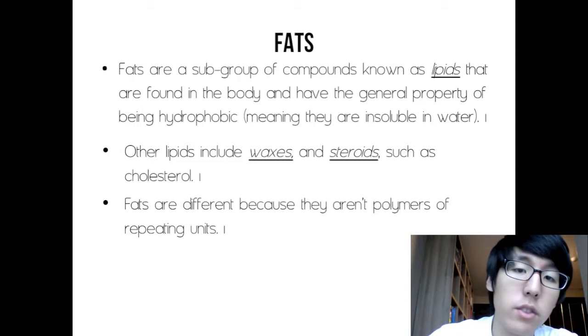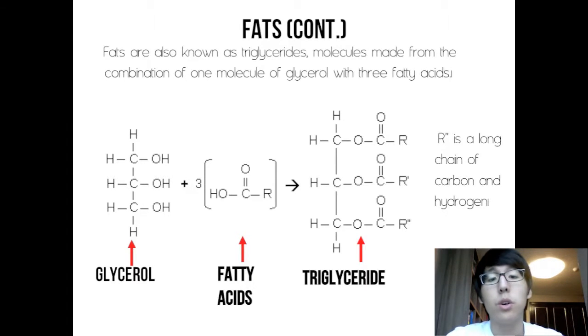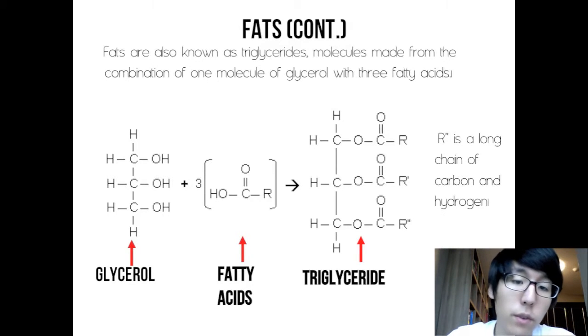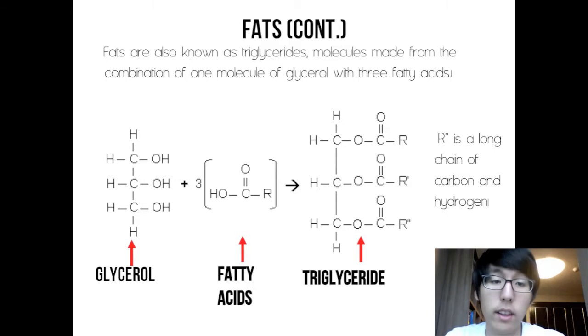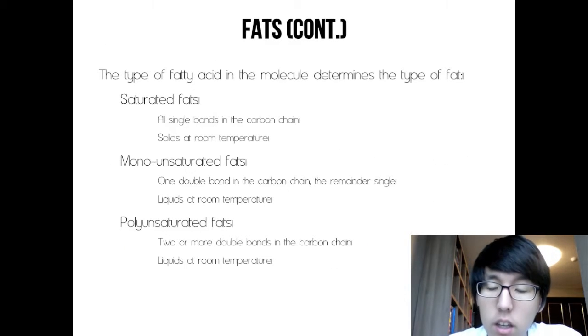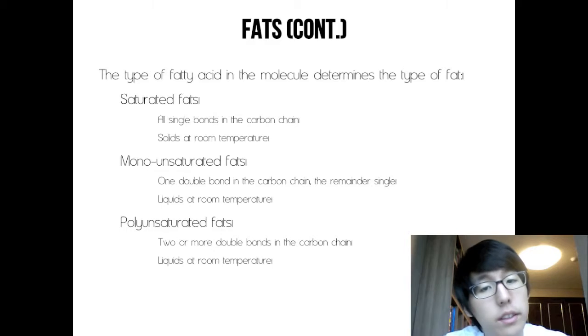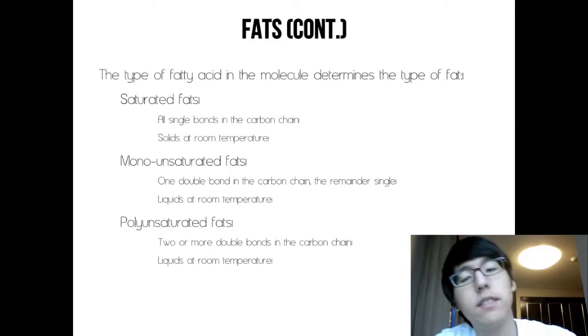Fats are also known as triglycerides because the molecule is made from the combination of one molecule of glycerol with 3 fatty acids. So as you look at the picture below, the glycerol on the left plus the fatty acids give you the triglyceride, and the R is a long chain of carbon and hydrogen. And the type of fatty acid in the molecule determines the type of fat also: saturated fats, monounsaturated fats, and polyunsaturated fats.